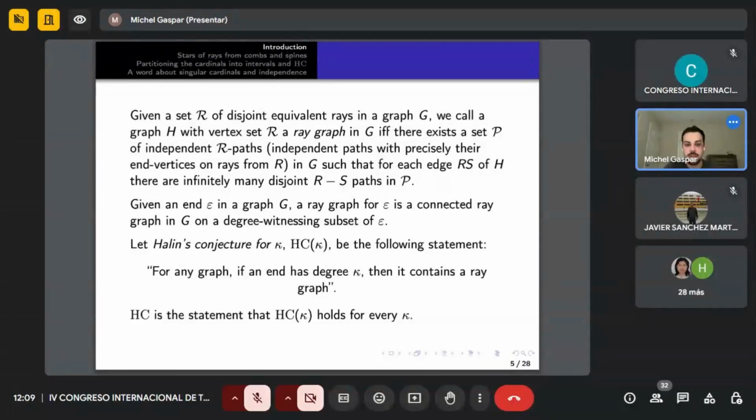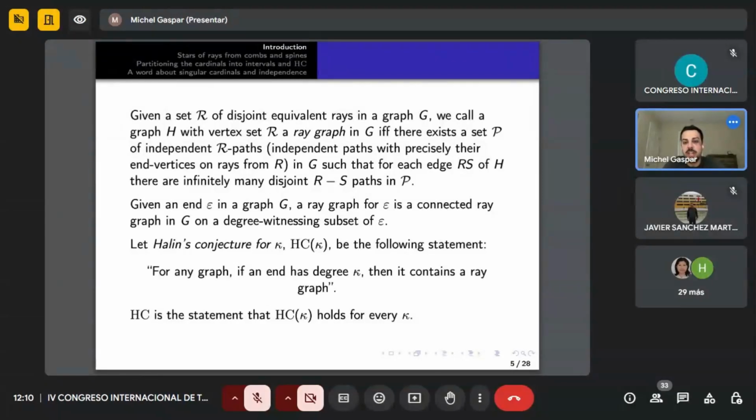And so, when we have an end, a ray graph is a connected ray graph on a degree-witnessing subset of this end. So now we have a more general definition of what would be the analogue of the quarter grid. We can state Halin's conjecture for any cardinal. It says that for any graph, if we have an end of degree kappa, then it contains a ray graph that witnesses this degree. And HC, Halin's conjecture, says it always holds for every cardinal.